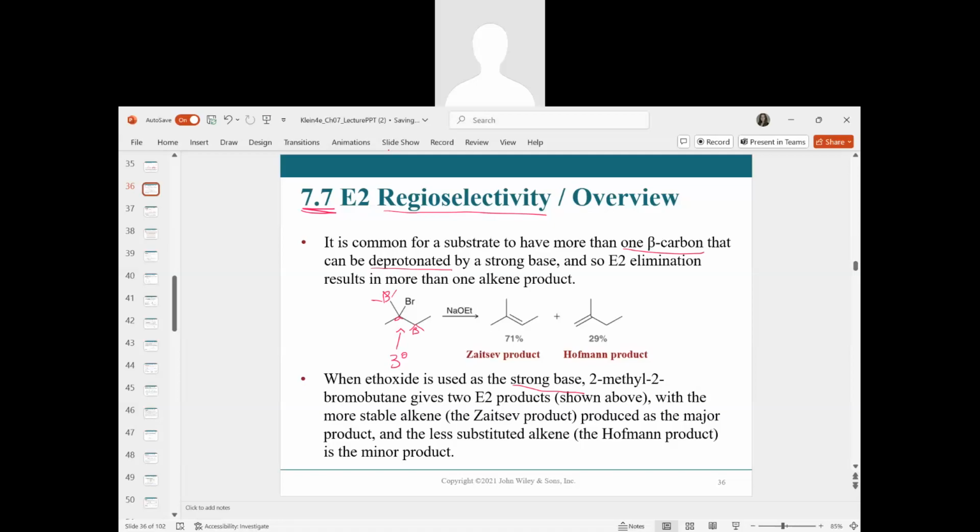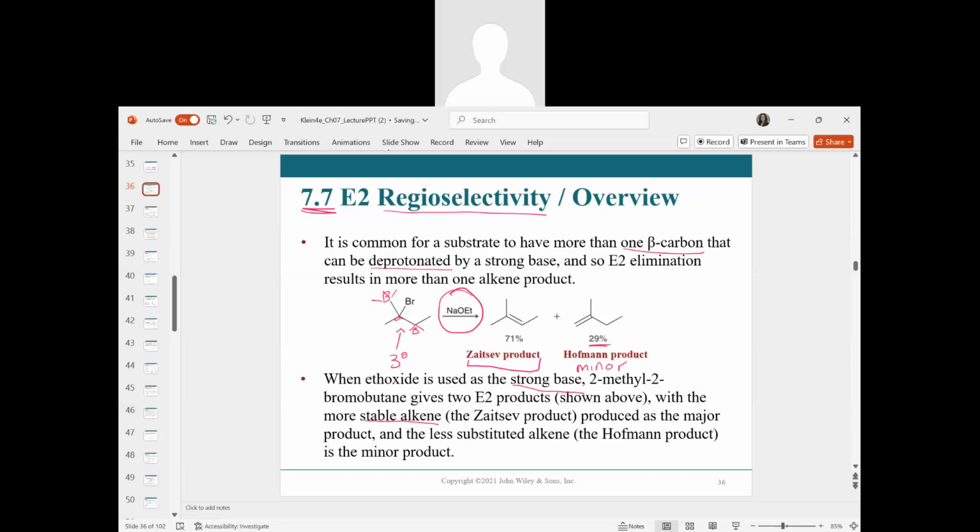So what we see with this non-bulky base here, the sodium ethoxide, is that our product that is more highly substituted, called the Zaitsev product, is going to be our major product. This is more stable, as we've seen in previous discussions, because it's more highly substituted. So overall, this would be our more produced product. And then we have our minor product. So this is minor over here. This is our Hofmann product.